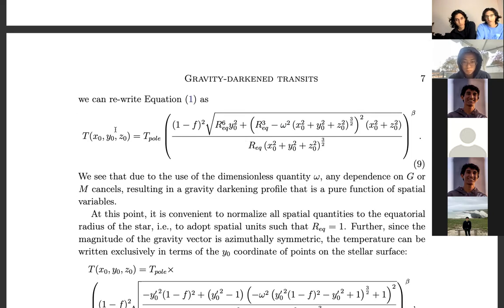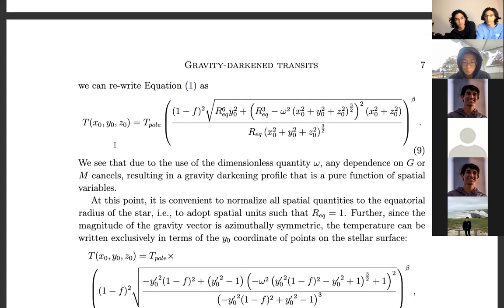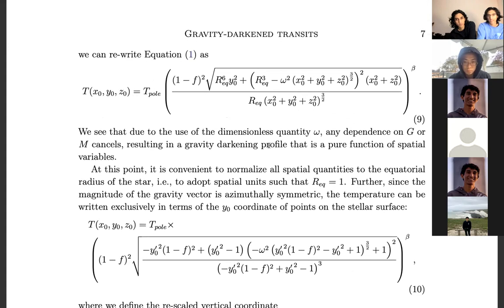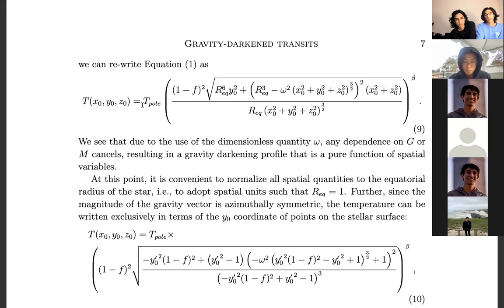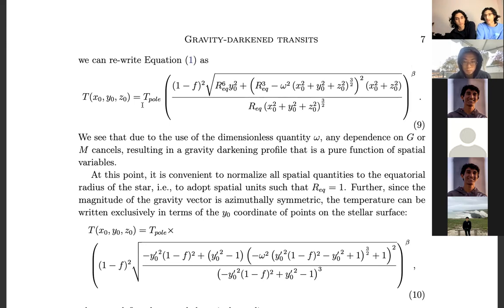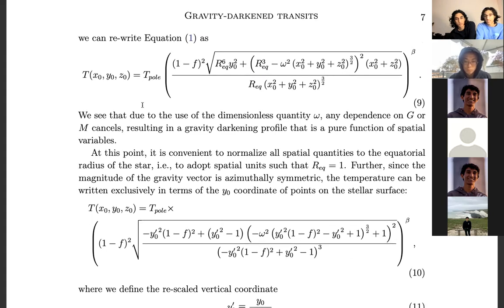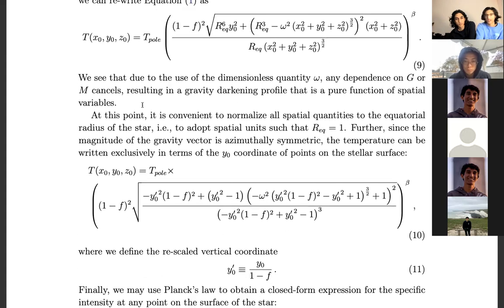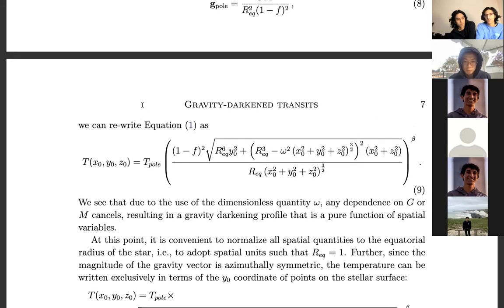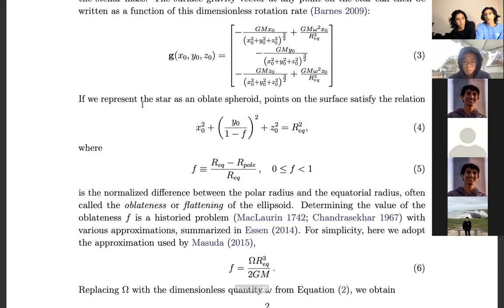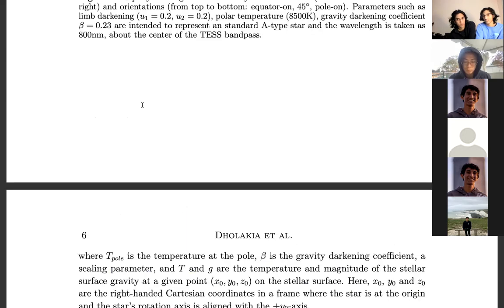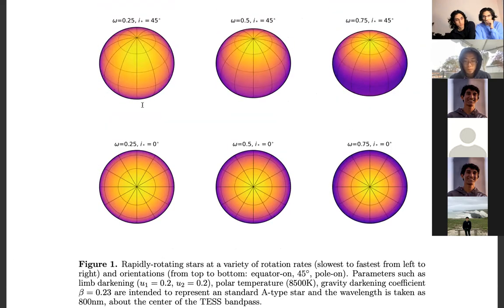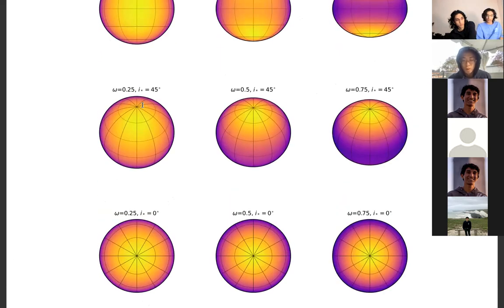So this is the temperature as a function of spatial variables. And so now that we have the temperature across the surface of the star, we can plug that into our favorite blackbody equation, like the Planck Law, to determine the intensity across the star. I'll come to that later. But essentially, this is how we can work out, using just stellar rotation, the intensity across the surface of the star, which I show you here.